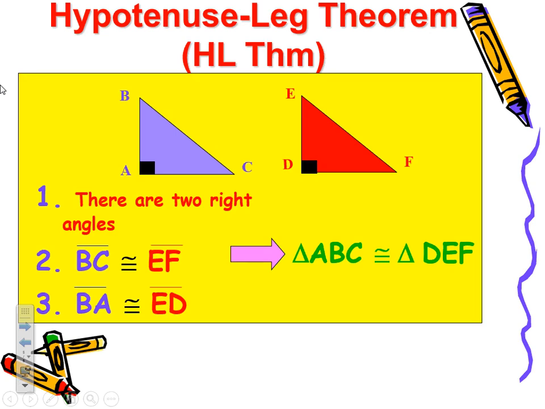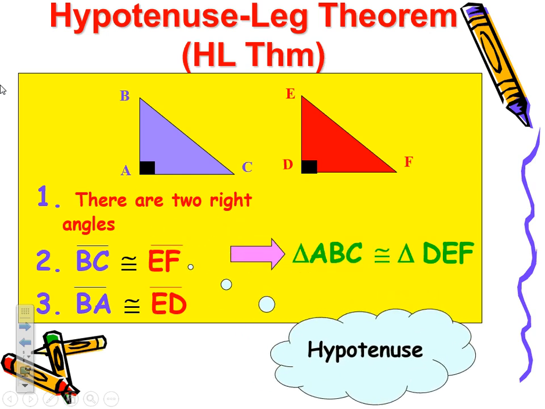All right, now everything in yellow you need to write down too, please. This is our example. So there are two right angles. That's the first thing. You have to have two right angles in order to do hypotenuse leg. Next thing you need to know is that two segments are congruent. One leg, one hypotenuse. So BC is our hypotenuse, is congruent to EF. It's hard to see. And AB, which is a leg, is congruent to ED. Very important. So you need one hypotenuse, one leg, and a right angle.